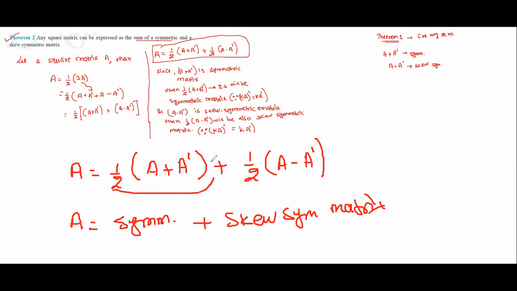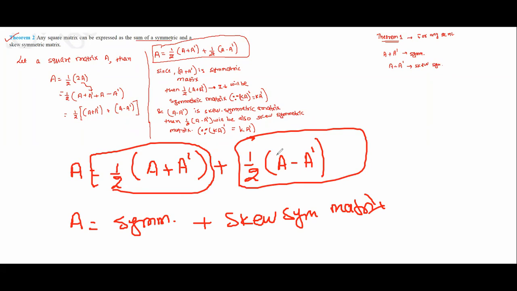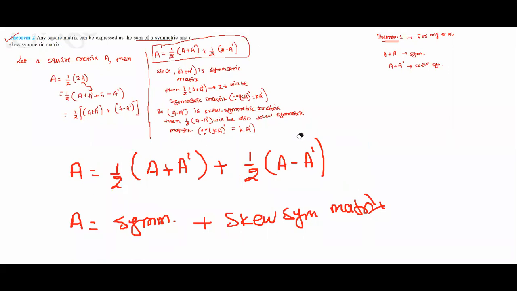This is the symmetric part, this is the skew symmetric part. तो दोनों का जो addition होता है, that will be the given matrix. मतलब any matrix can be expressed in this form, and you will get a 1 marker question from here. So clear with this part? Yes, guys.